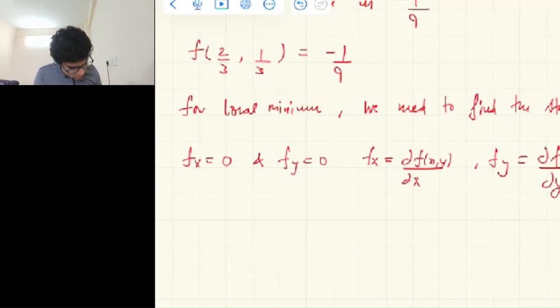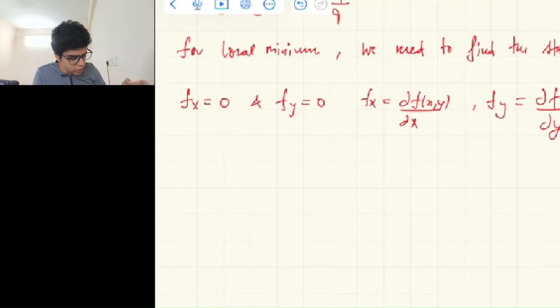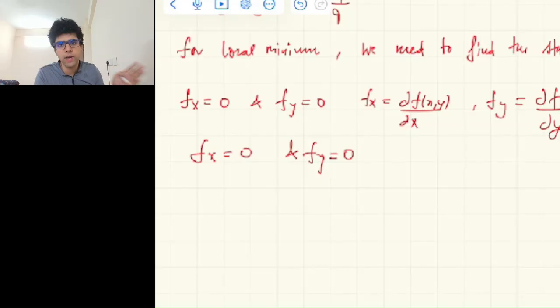So now we know that 2/3, 1/3 should be an interior stationary point. This means that when I equate fx to 0 and fy to 0, I should be getting two equations, and on solving those two equations, I should be getting 2/3 and 1/3. So we have two equations now. Remember, we need to find three constants and we have two equations.